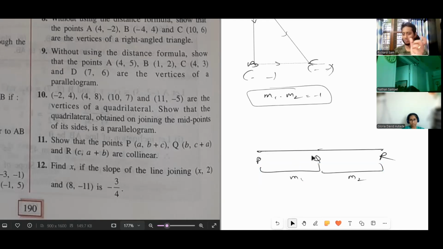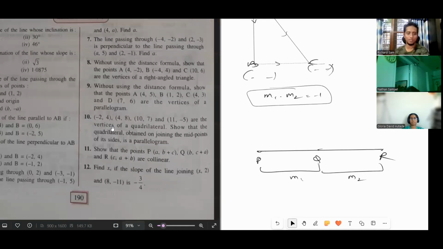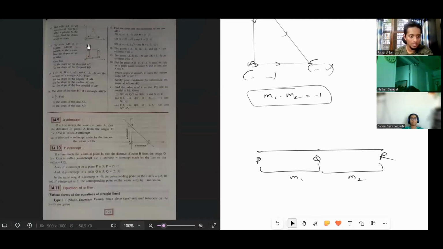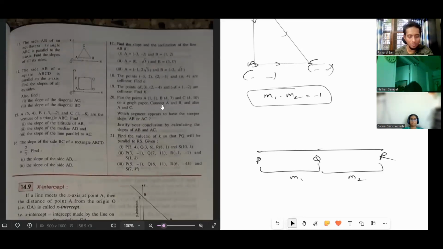Then you'll have to find PQ, QR, RS. All of them should be equal. And because the points Q and R are common points, they're on the same line. Okay. All right. So that should be enough for you to be able to do this whole exercise. That's it. Everything is based on slopes in this whole exercise.